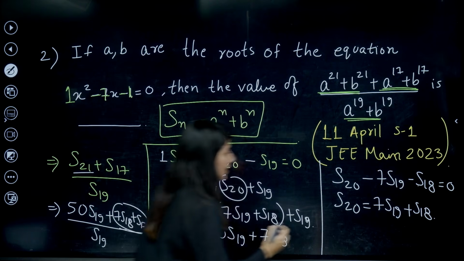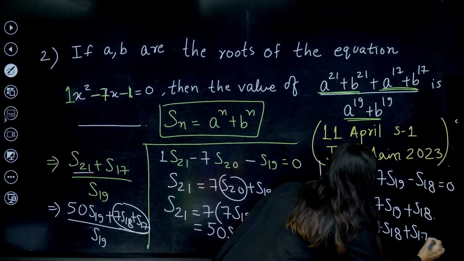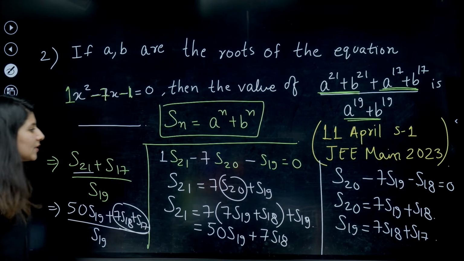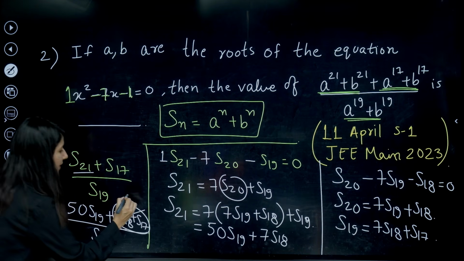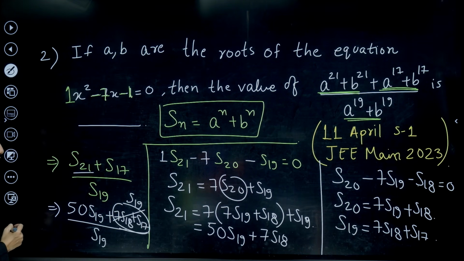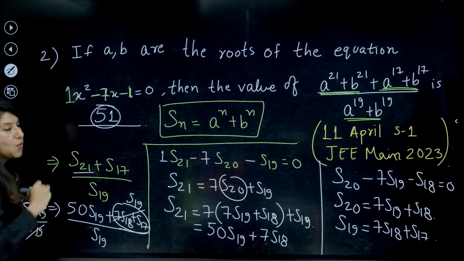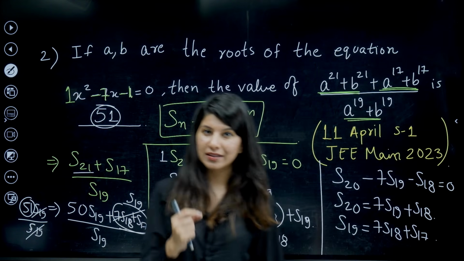Now we can write S19 is equal to 7S18 plus S17 successively by Newton's formula, right? So S19 is equal to 7S18 plus S17. So this is nothing but clearly S19. So finally what you are getting? 50S19 plus S19. So that will be 51S19 upon S19, and these two values are getting cancelled out and you are left with 51. So the correct answer is 51. This is a bit lengthier version of Newton's formula, which was asked in 2023.